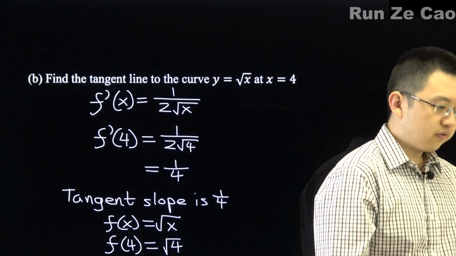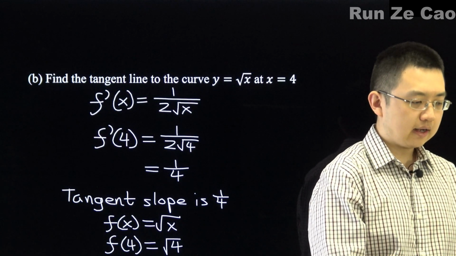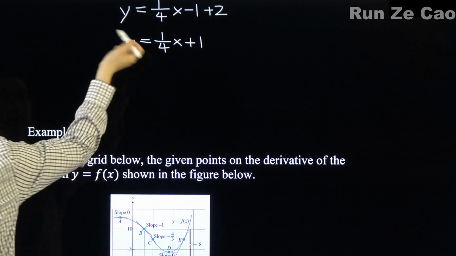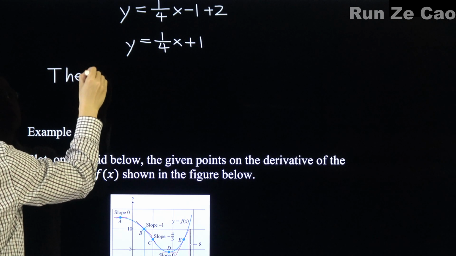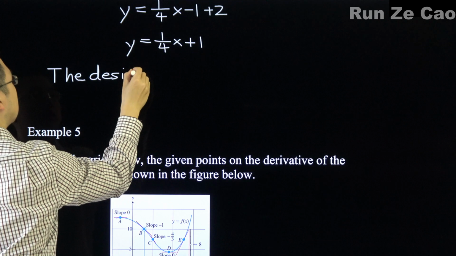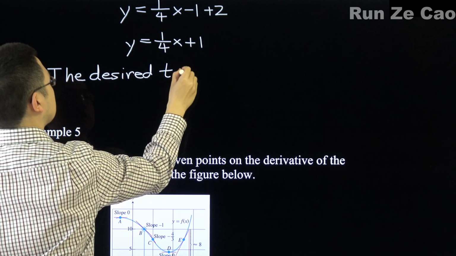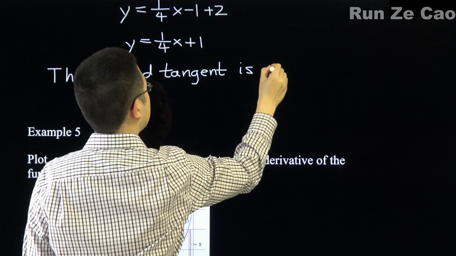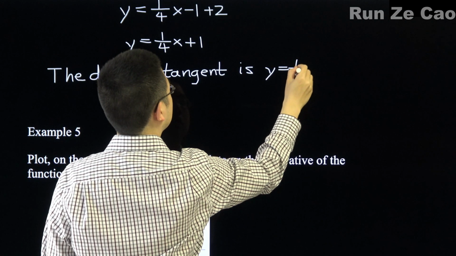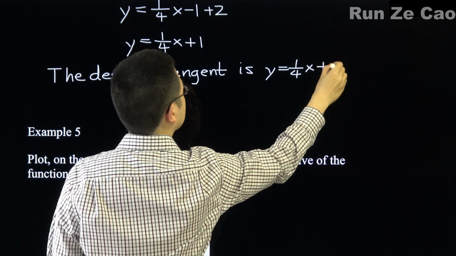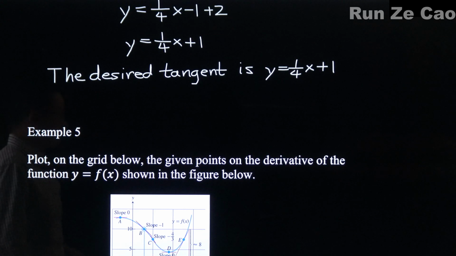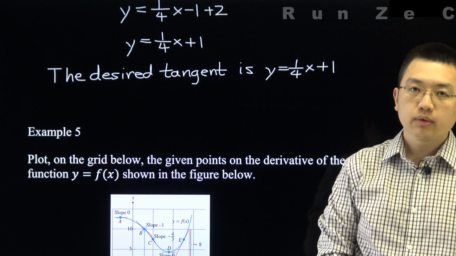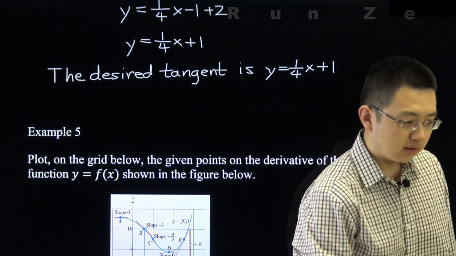Now the question says, find the tangent line to the curve y equals root x at x equals 4. So our statement is probably something like, oh, the desired tangent is y equals 1/4 x plus 1. So in other words, the statements generally just restate the question. But I'm sure by this point we are familiar with that.